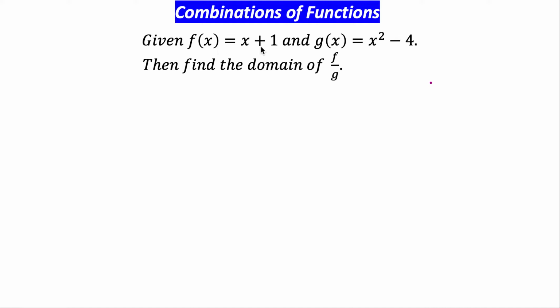Given f of x is equal to x plus 1 and g of x is equal to x squared minus 4, then find the domain of f divided by g. So here in this case, let me take some pen.